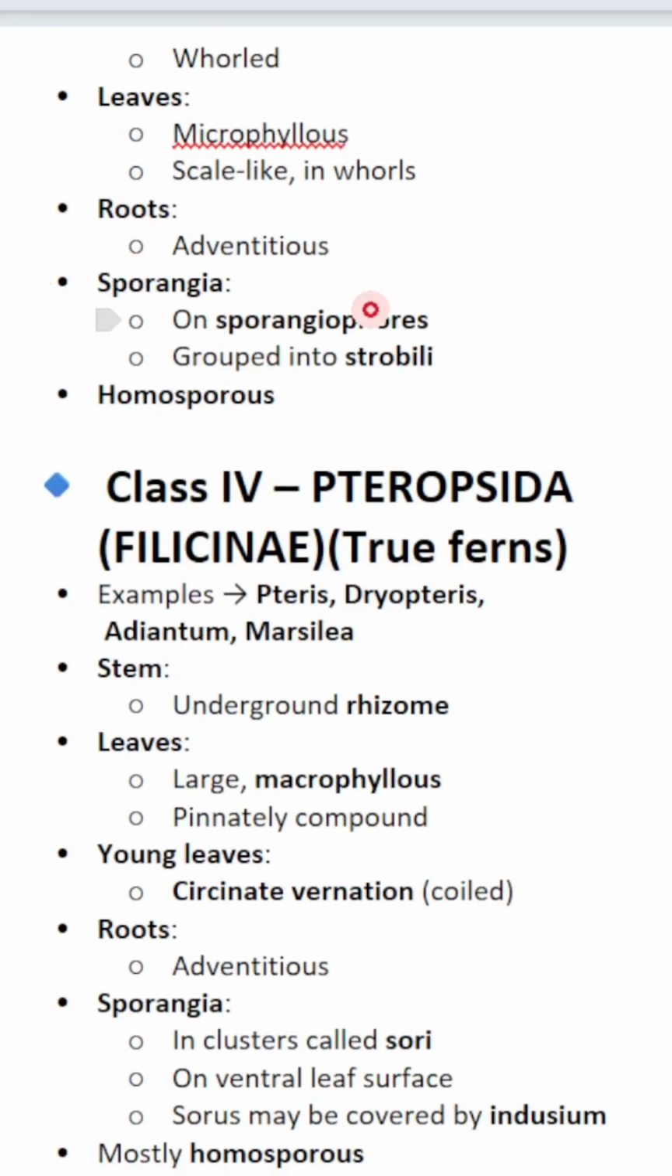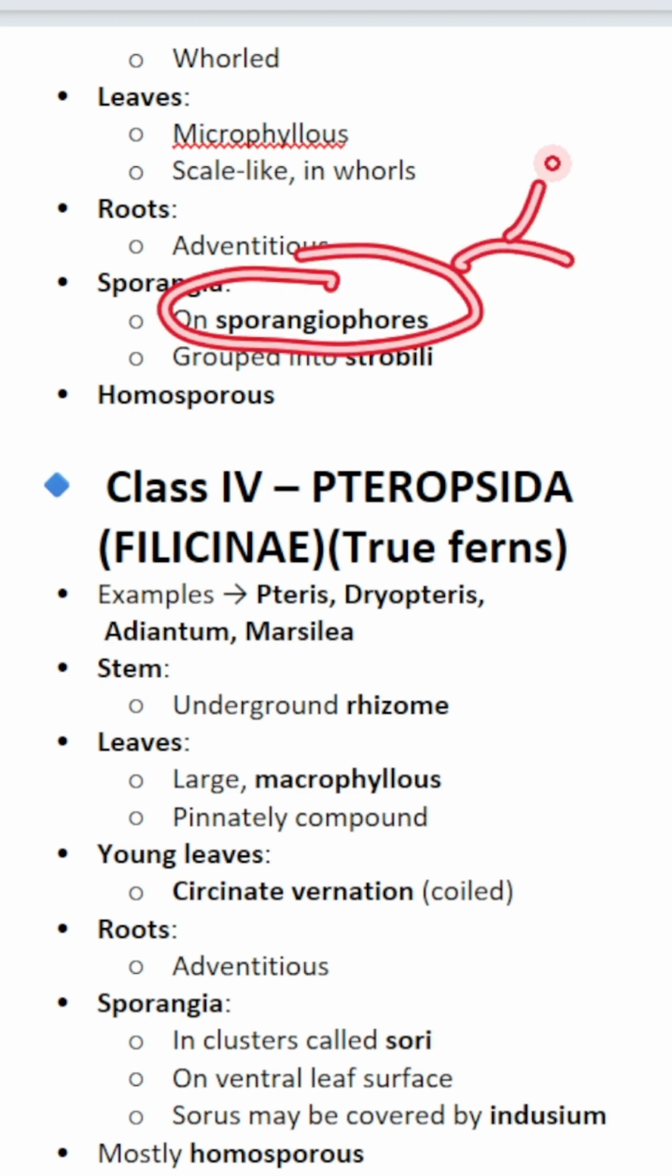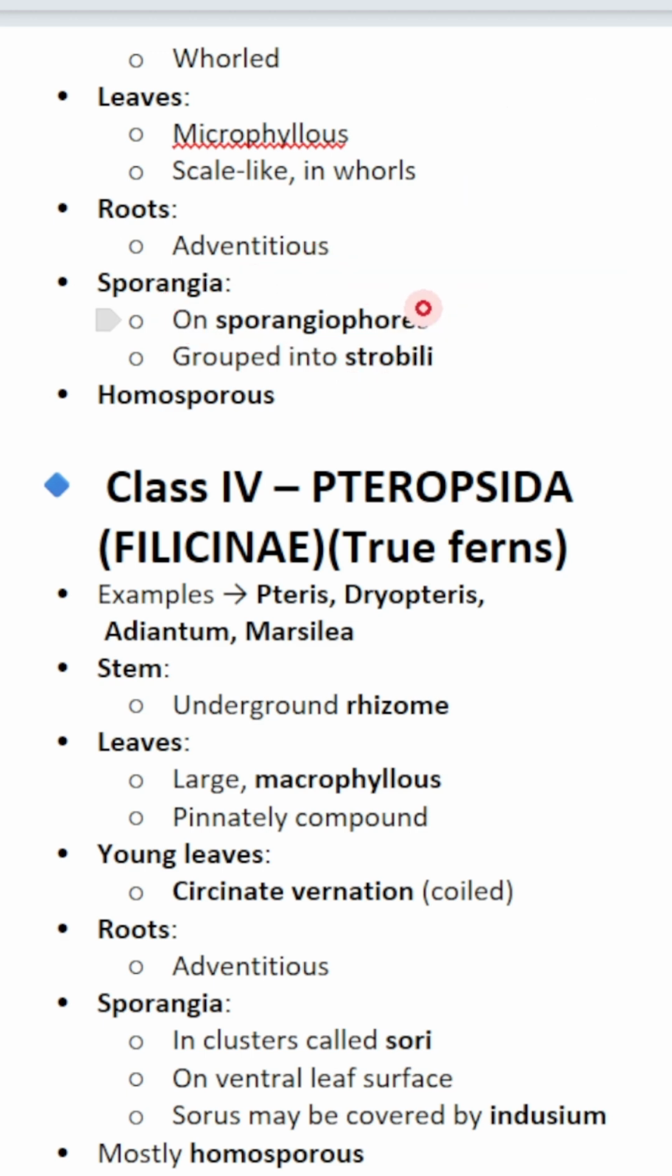And next, what do we find? Now on sporangia, we find that four sporangia are present. That is, the sporangium has a stalk, and this stalk is called sporangiophore. So the sporangia are borne on the stalk, and the group of sporangia together is called strobili or cone. So this is all about the horsetail, that is Sphenopsida.